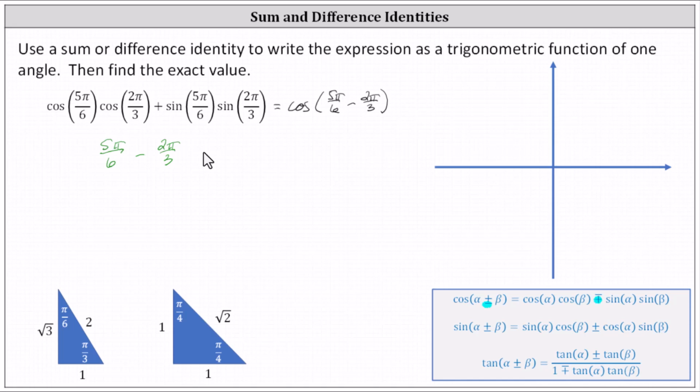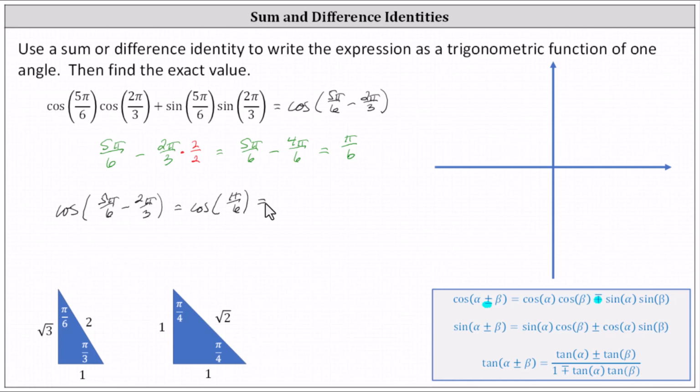The least common denominator is 6. We multiply 2 pi divided by 3 by 2 divided by 2, which gives us 5 pi divided by 6 minus 4 pi divided by 6, which equals 1 pi divided by 6, or simply pi divided by 6. We now know the cosine of the difference of 5 pi divided by 6 and 2 pi divided by 3 equals the cosine of pi divided by 6.